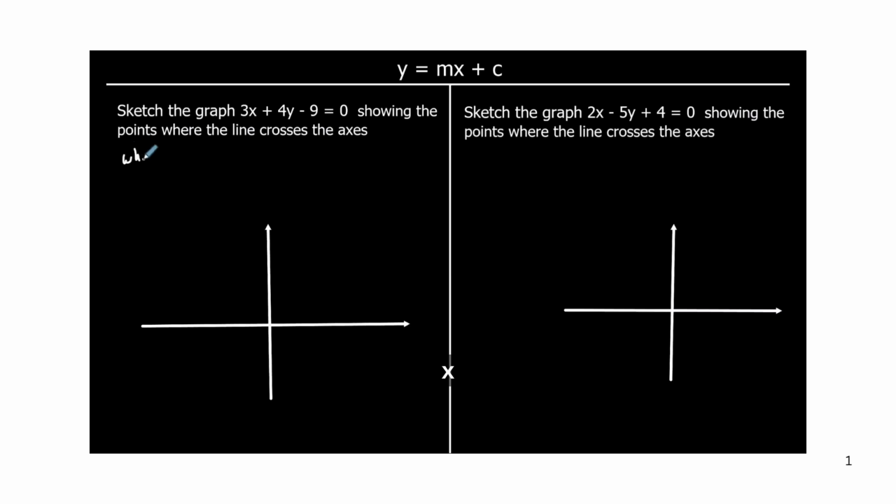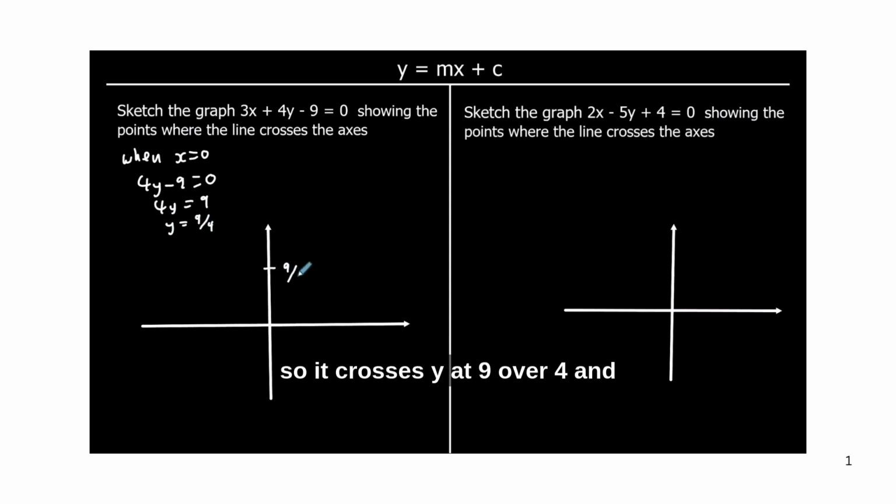So when x equals 0, it crosses the y-axis. So that will be 0. So 4y minus 9 will be 0. Add 9, divide by 4. y is 9 over 4. So it crosses y at 9 over 4.